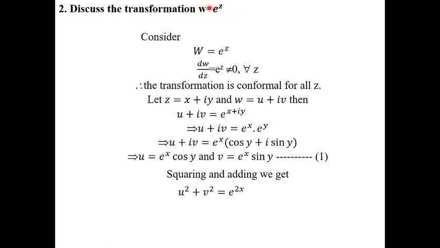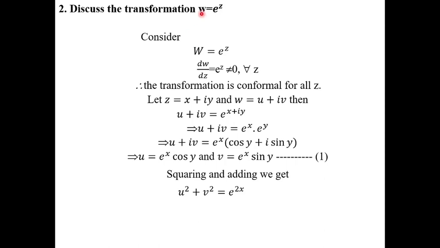So first let us check whether this is conformal or not. Differentiate: dw by dz is equal to differentiation of e power z, which is e power z itself. e power z is not equal to 0. Hence the given transformation is conformal.